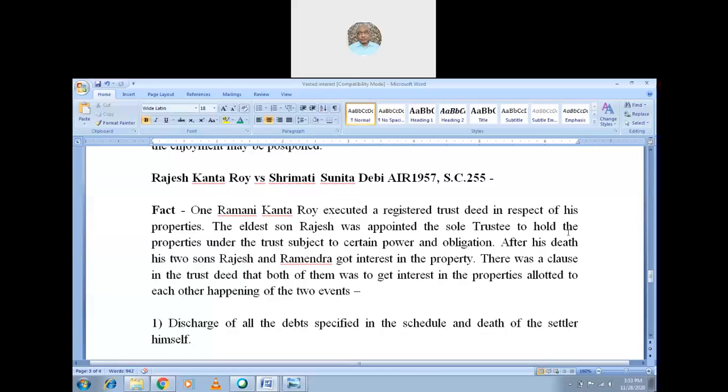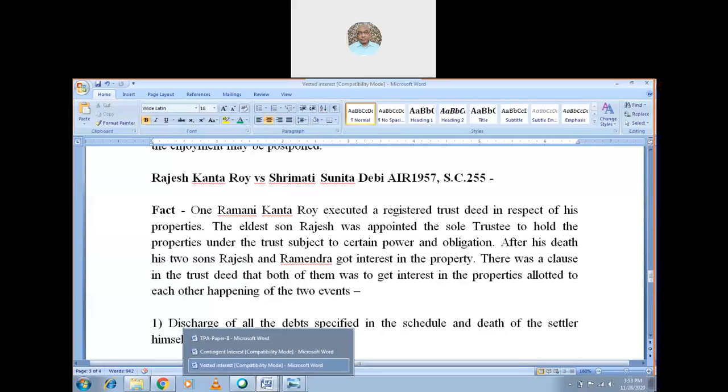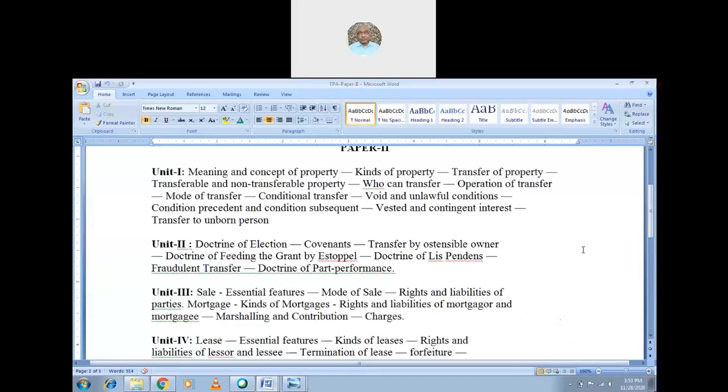Let us now see what the contingent interest is. I will give the introduction, because we still have seven minutes in hand. For up to seven minutes we will go through it, regarding the TP Act.